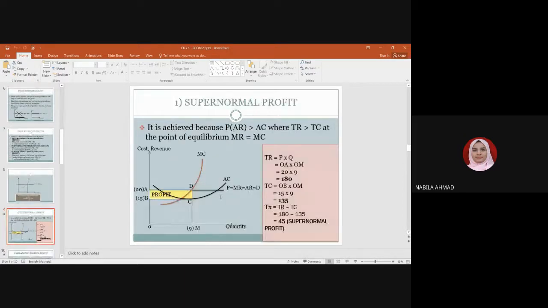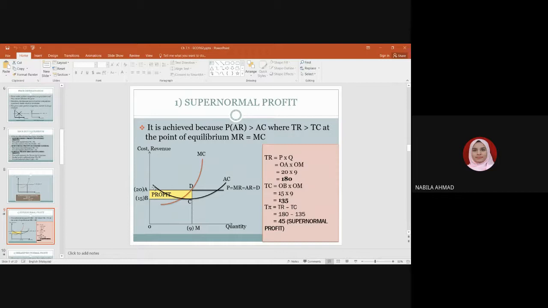So bagaimana kita nak tentukan profit pula? Ya, yang tadi tu equilibrium. So now kita nak tentukan jenis profit. So kita kena ada average cost. Ya. So kita kata the firm is making supernormal profit when total revenue greater than total cost, average revenue greater than average cost at equilibrium.